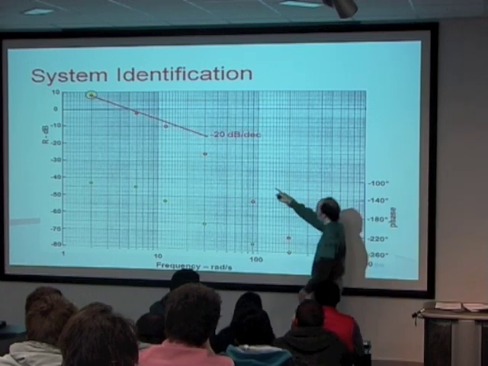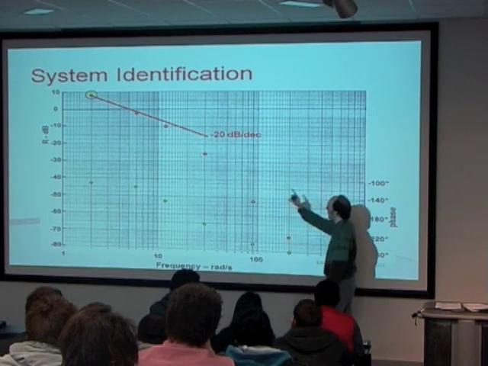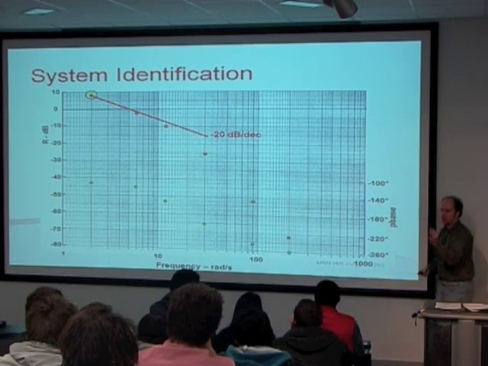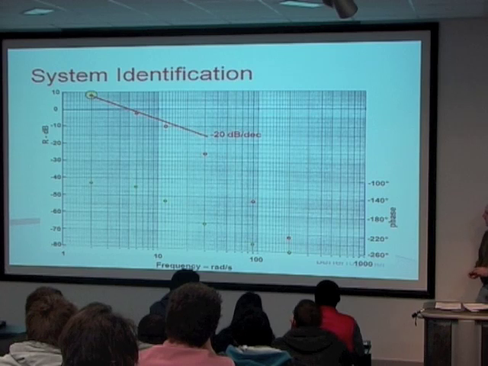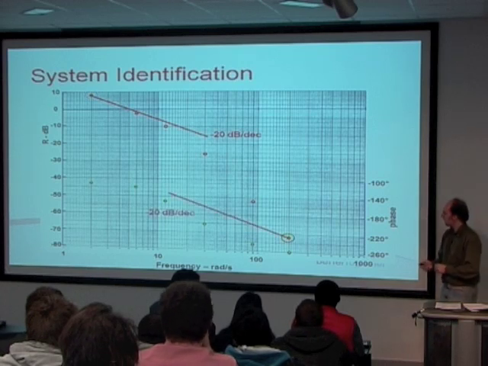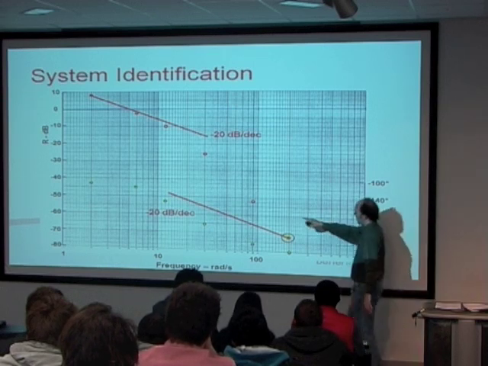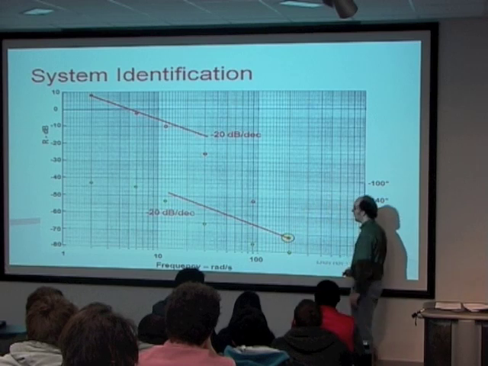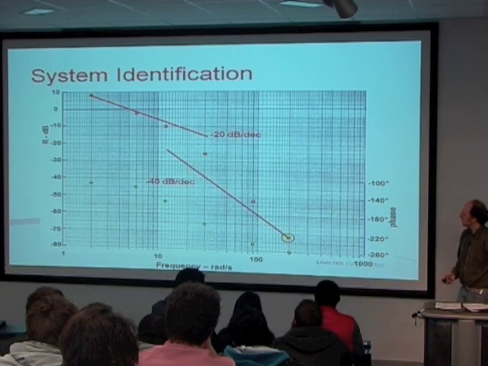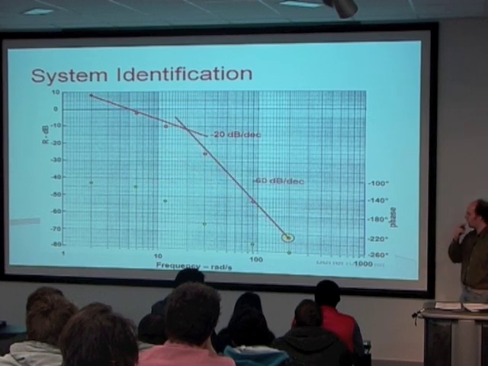But obviously, at this point, these points don't line up whatsoever. And so there must be another asymptote that we can draw. So if we take the highest frequency and we draw minus 20, well, that doesn't really fit with this point here, does it? What about minus 40? No, that doesn't fit either. But we can go with minus 60, and we can see that that's pretty close.